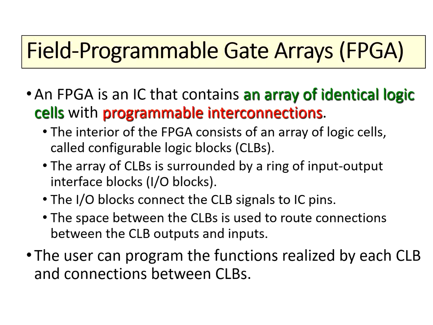The interior of the FPGA consists of an array of logic cells, also called the configurable logic blocks, or in short CLBs. The array of CLBs is surrounded by a ring of input-output interface blocks, and these input-output blocks connect the CLB signals to IC pins. The space between the CLBs is used to route connections between the CLB outputs and the inputs.